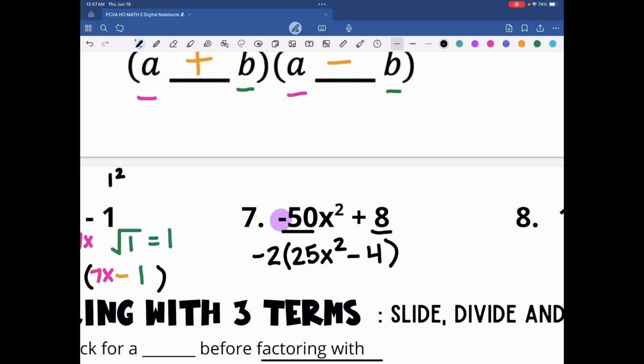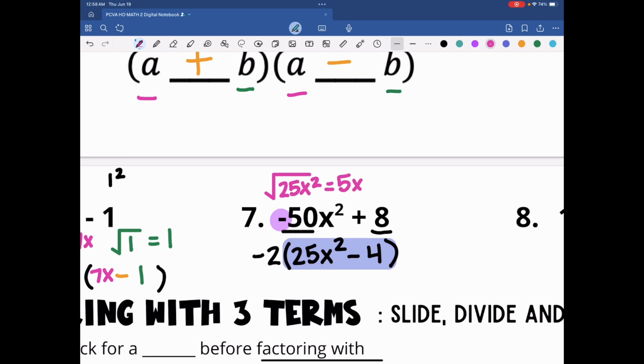And once I do that, I now have in the parentheses a difference of squares problem. If you look, I now have subtraction. 25x squared is a perfect square, and so is negative 4. So if I take the square root of my 25x squared, that's going to leave me with 5x.